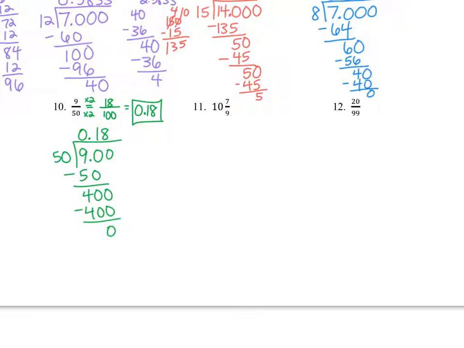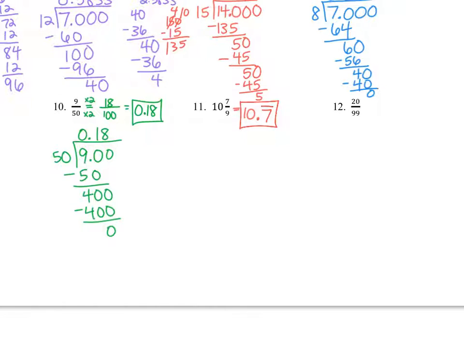Number 11, we have 10 and 7/9. So since we have a whole number part, we know that our answer is going to be 10 point something. And look, we have a 9 in the denominator. Remember that anytime you have a 9, 99, 999 in the denominator, that means whatever's in the numerator is going to repeat in the decimal. So if you know that, this one's really easy. 9 in the denominator, that's 1 digit of 9, so the 1 digit in the numerator is going to repeat. So it's going to be 0.7 repeating. So our final answer will be 10.7 repeating.